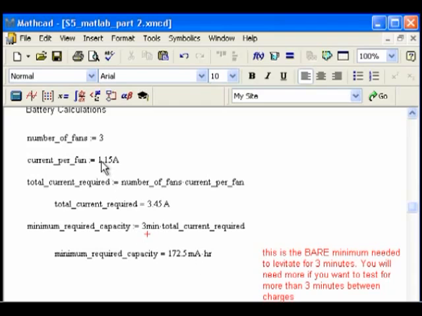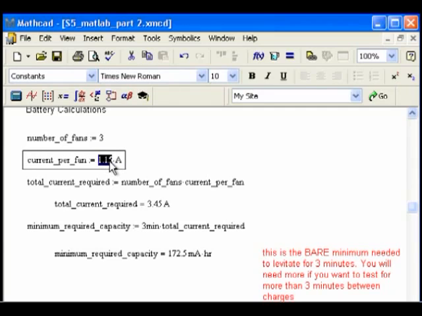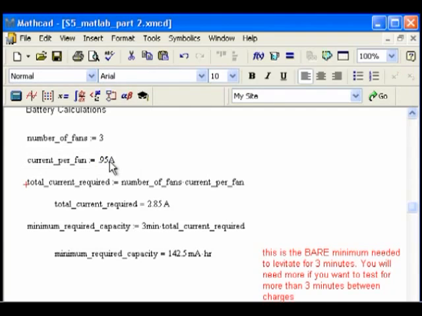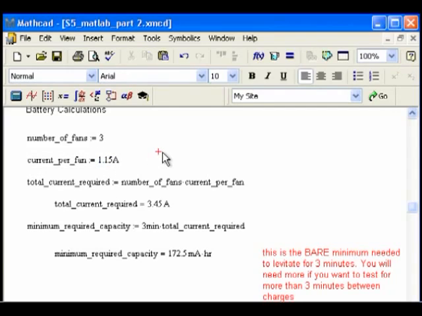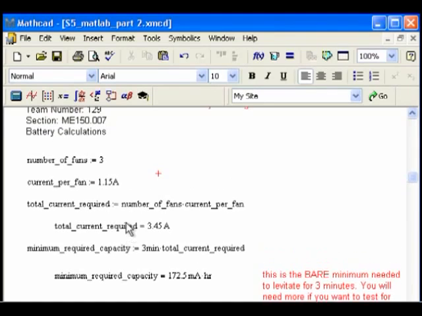Now maybe you buy your fans and you test it out, and, hey, my fan's only drawing 0.95 amps. I put in here 0.95 amps. You have to update. It'll tell you how long your battery pack's actually going to last. So this is going to be a design tool for you in the future to actually decide what battery pack you want to use, how long you expect it to last, things like that. Okay. So that's basically, in a nutshell, what you're going to be doing.